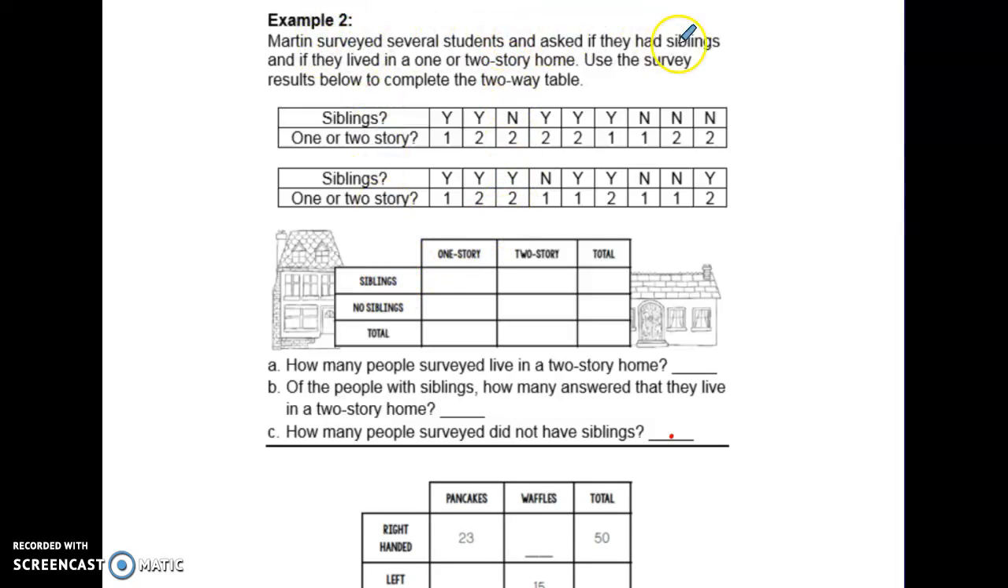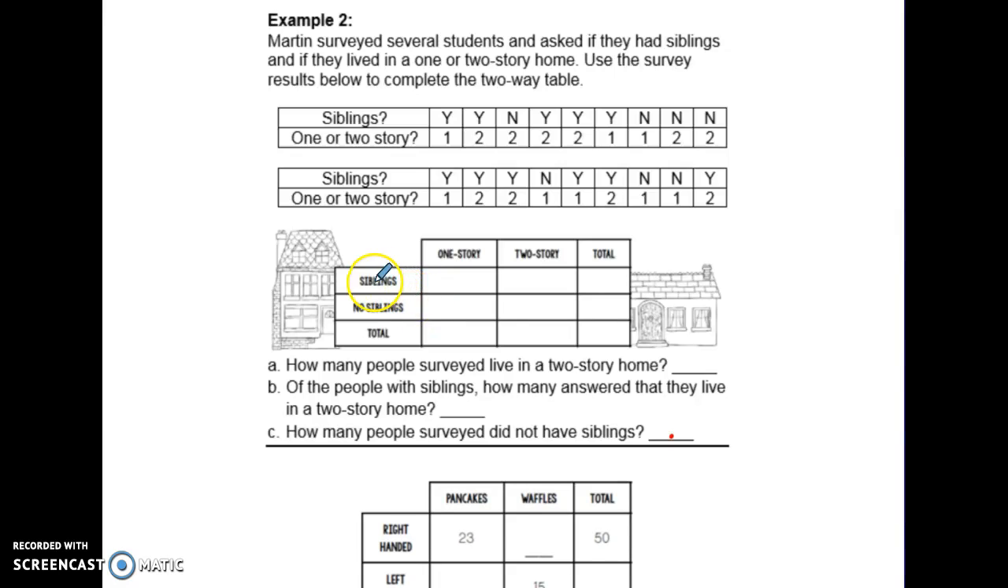The scenario is Martin surveyed several students, asked if they had siblings. So that's either going to be a yes or no answer. And then he also asked those same people if they lived in a 1- or 2-story home. So this is kind of like his information that he just wrote down quickly. And then this is where we're going to organize it into the nice setup table.